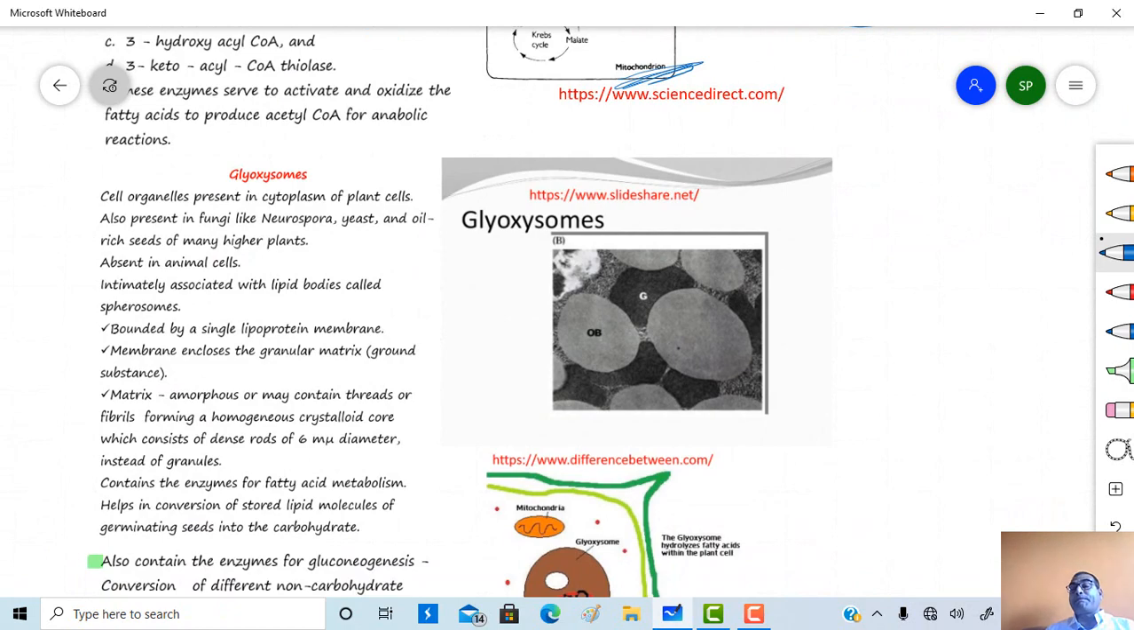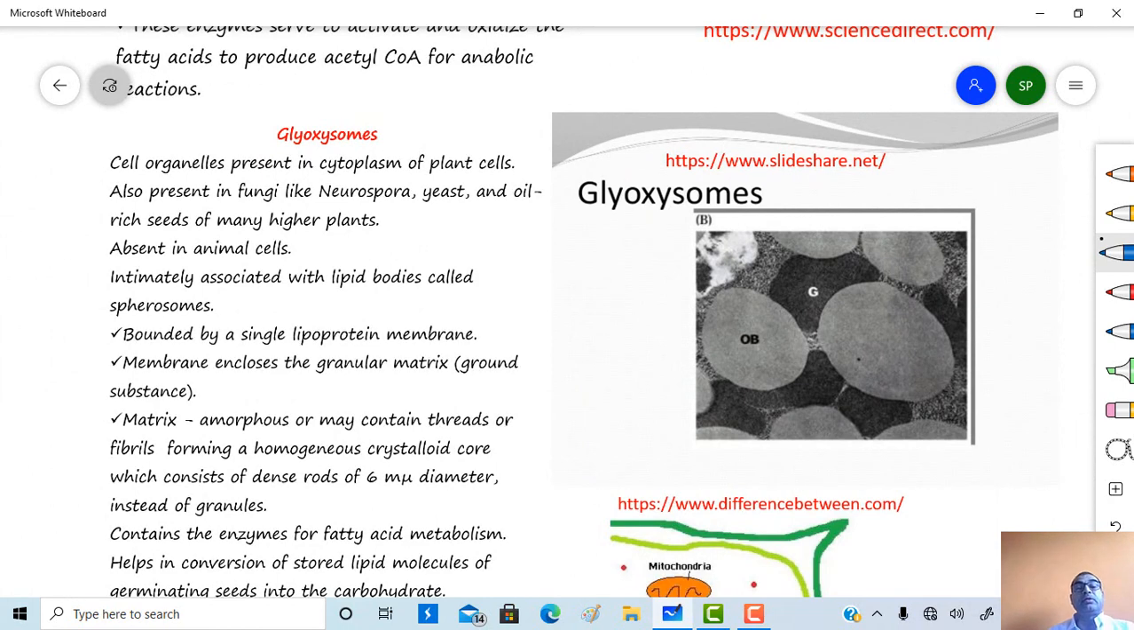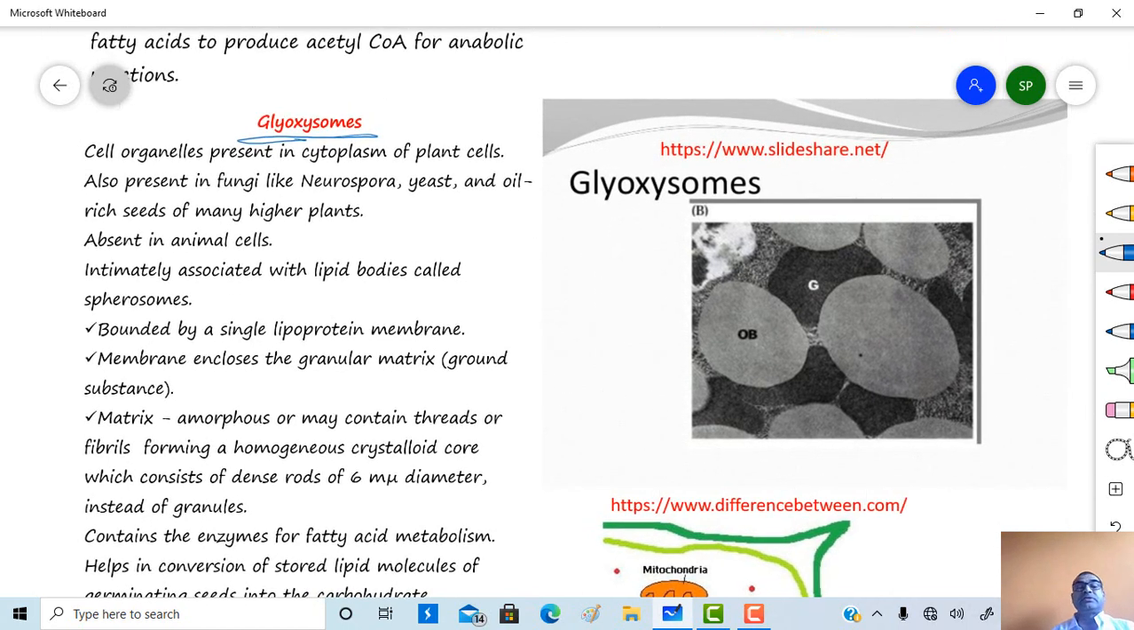Next, the microbody which is present within the cell, in the plant cell especially, is the glyoxysome. This cell organelle is present in the cytoplasm of the plant cell as well as in fungi like Neurospora and yeast, as well as in seeds which are rich in oil. Many higher plants' oily seeds also contain glyoxysomes. These are absent in animal cells and intimately associated with the lipid bodies, generally called spherosomes.